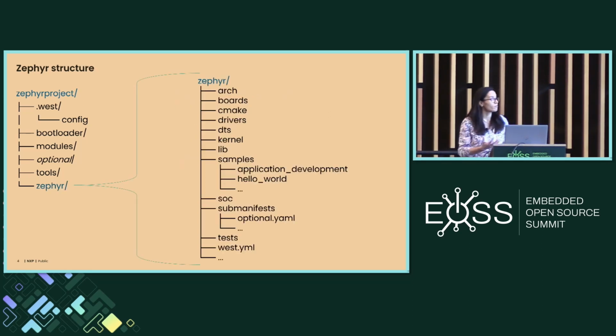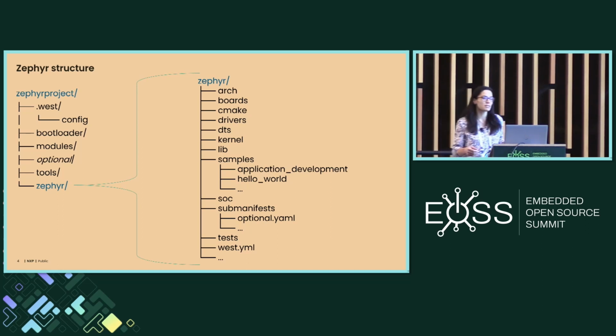Now, the Zephyr repository we have there on the right is well organized to facilitate development. We have there a high-level overview of its structure. We have architecture-specific files in arch, board configuration files in boards, build files in cmake, driver code. In dts, we have device tree files where we define non-discoverable hardware for specific boards. In kernel, we have architecture-independent kernel code. In lib, we have library code like the minimal standard C library.